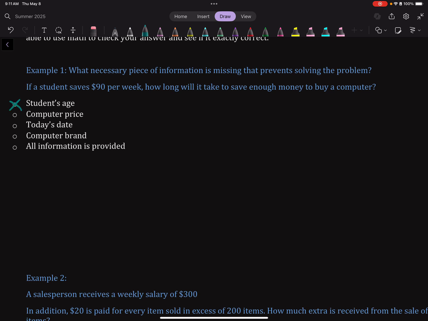That doesn't matter. I don't care how old you are. You don't need to know the date because you're just going to start saving per week. You don't need to know the brand because that has nothing to do with it. You just want something to save towards. And no, not all information is provided because we need to know how much the computer costs. In order to save $90 per week, I need to know how much I need to save to. So say my computer's $1,500, I'm going to save $90 per week to get to that. So we're missing the computer price in order for us to solve this problem.